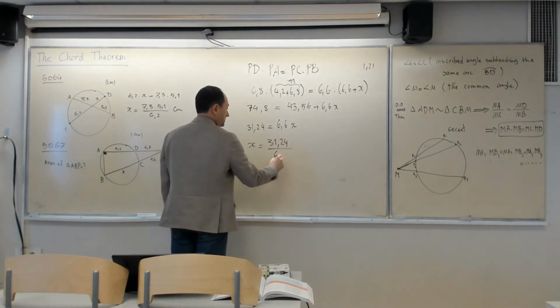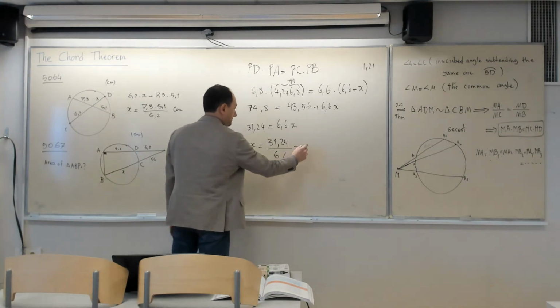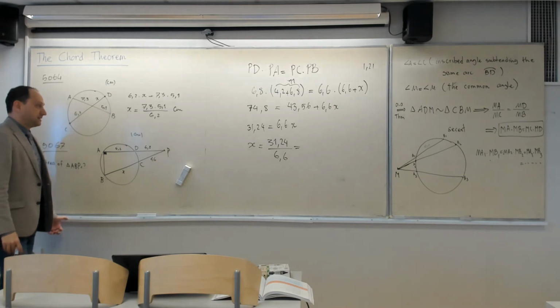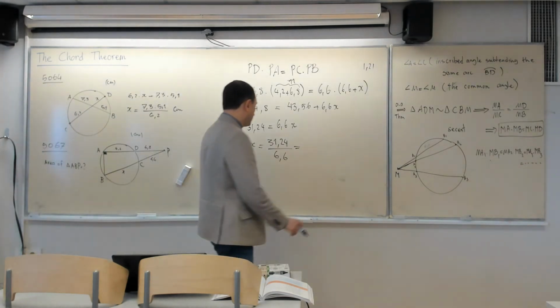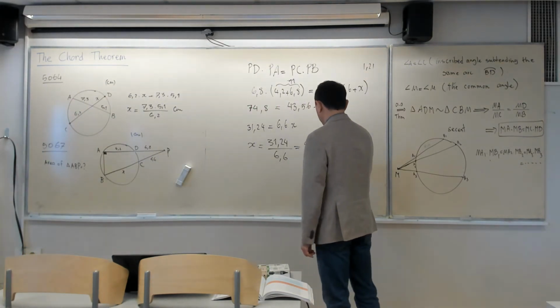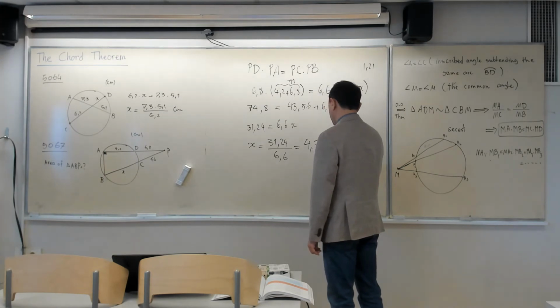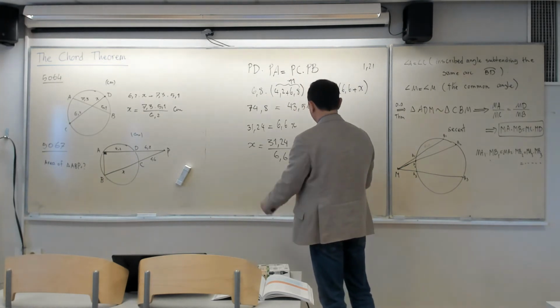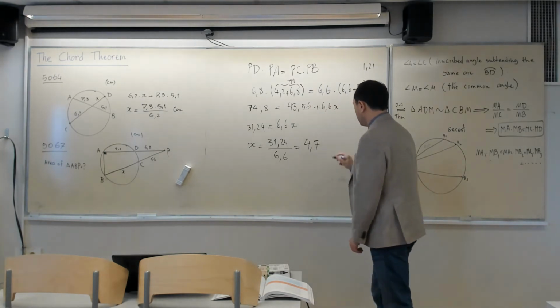So x becomes 31.24 divided by 6 comma 6. Okay, what's the answer, please? 4.7. Or do you want decimal? 4.73 repeating. Okay, so let us keep two decimal points. Okay, so that's good. That is centimeters.